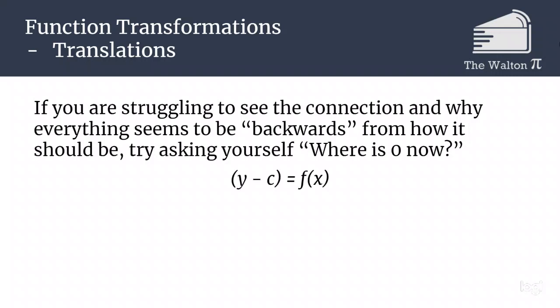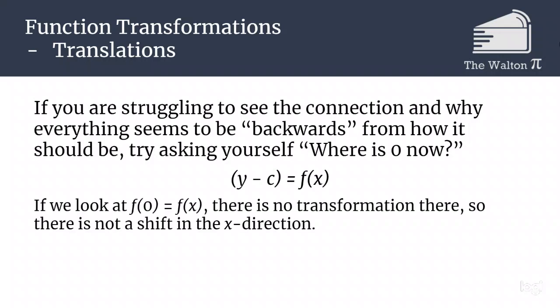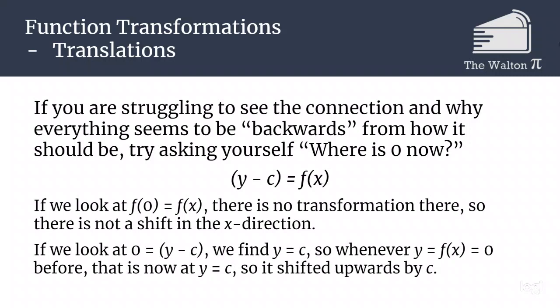If we look at y minus c equals f of x, well, if we look at f of 0, so we look at what happens if x is 0, there's no change. F of 0 is still f of x. We didn't change anything, so there is not going to be a shift in the x direction. But if we look at 0 equals y minus c, so we look to see when the y minus c part is now 0, we find y is going to be equal to c. So wherever y used to be 0, now that happens at y equals c, so it's been shifted upwards by a distance c.